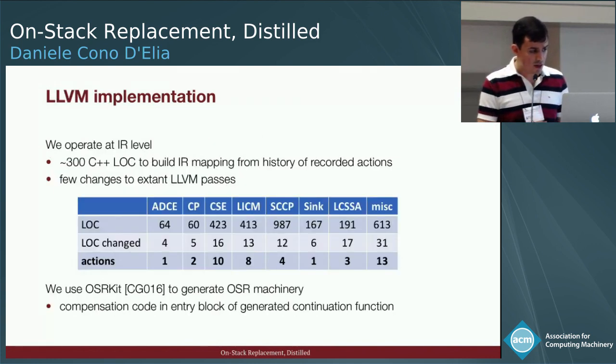We instrumented a number of LLVM passes, and the number of lines of code that you have to change is actually small, about a dozen lines of code, with a number of probes ranging from 1 to 10 in the worst case. The hard part here is not adding instrumentation. It's more like figuring out what each optimization pass is doing. For building the mapping between IR objects, we did it in about 300 lines of C++ code.